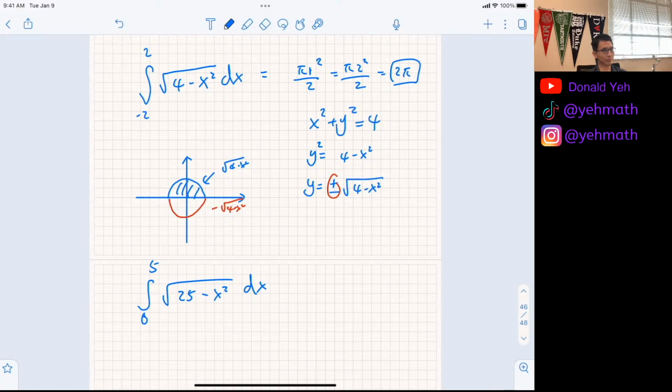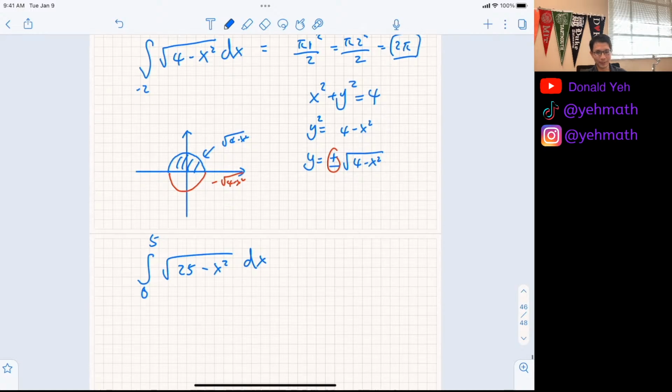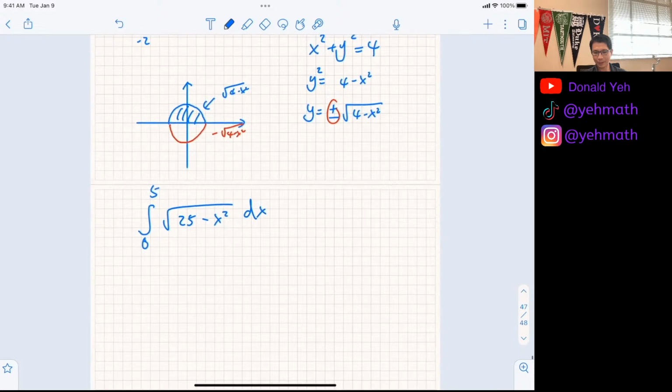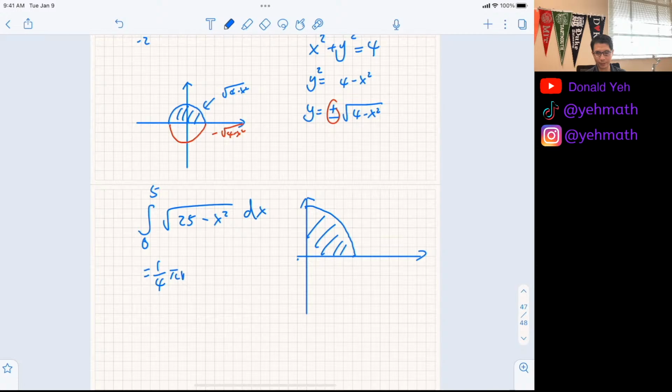Oh, that's smart. It's a quarter circle. Thank you, Nathan. Very good catch. It goes from 0 to 5. So therefore, this is the circle that I am paying attention to now, and this is a quarter circle. Since the area is 1/4 pi r squared, that's going to be 1/4 pi times 5 squared. So that's going to be 25 pi over 4.